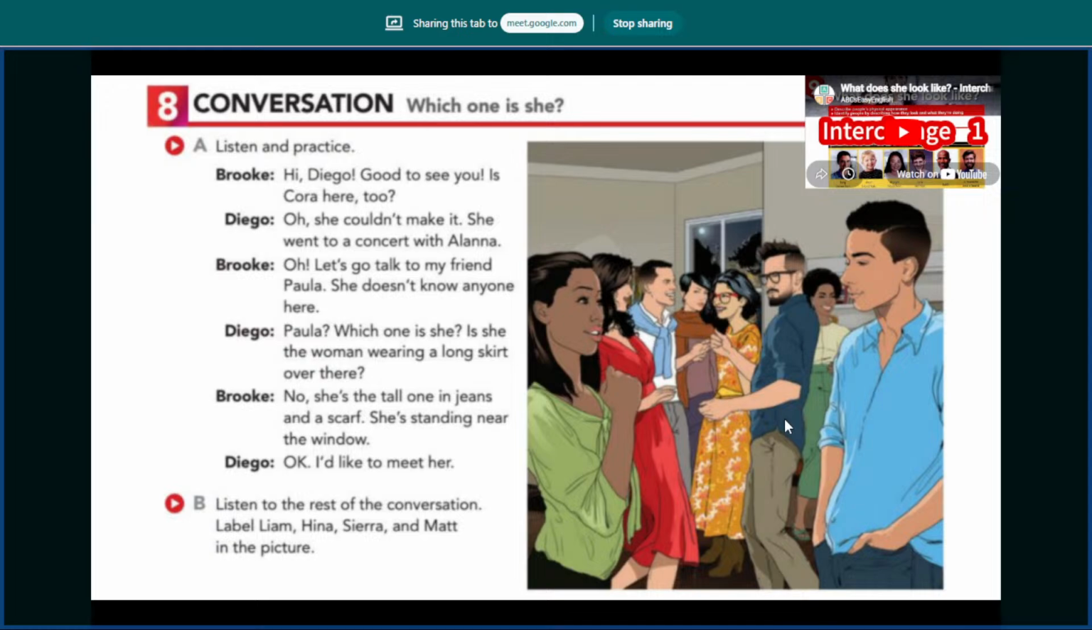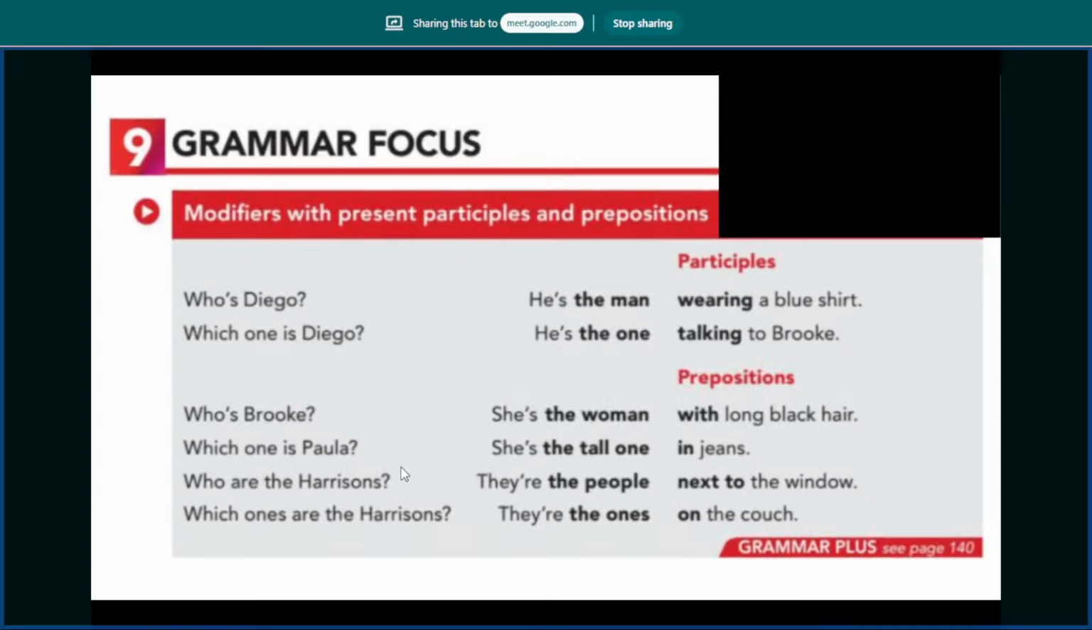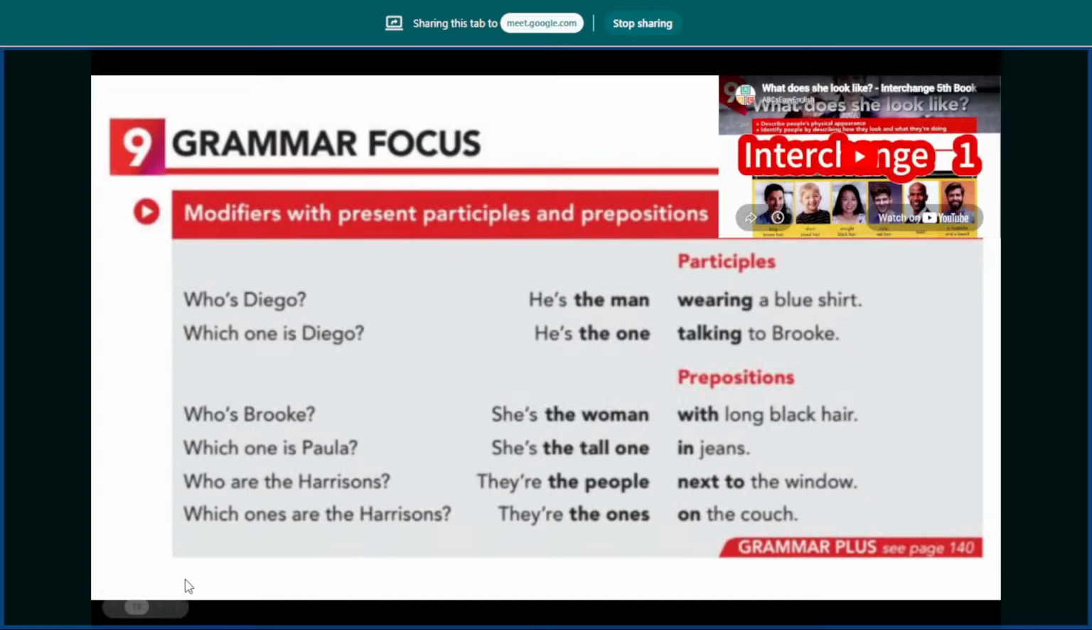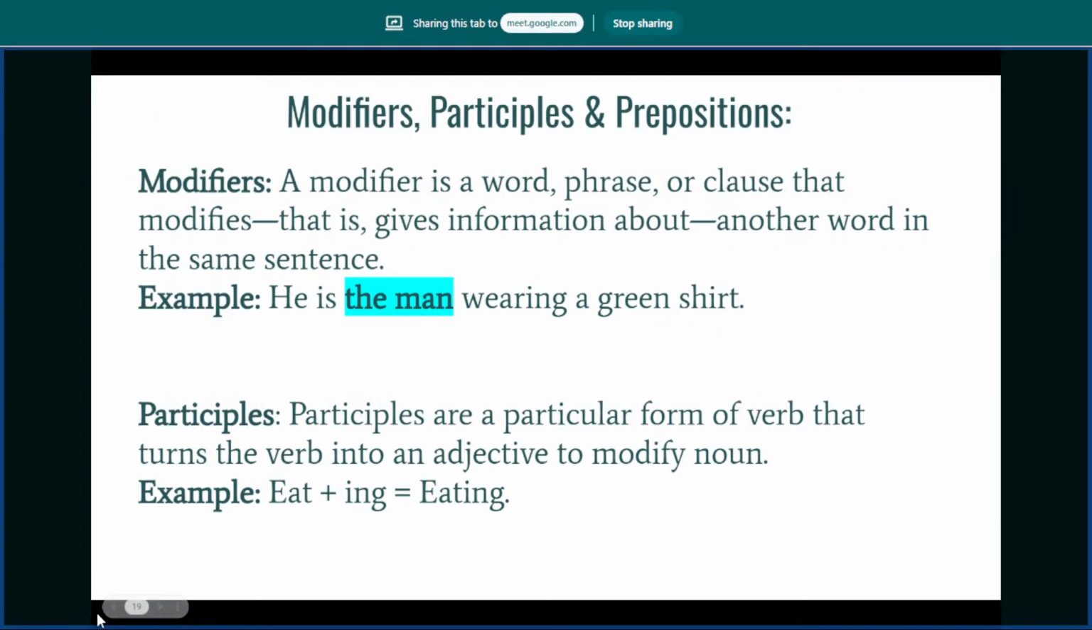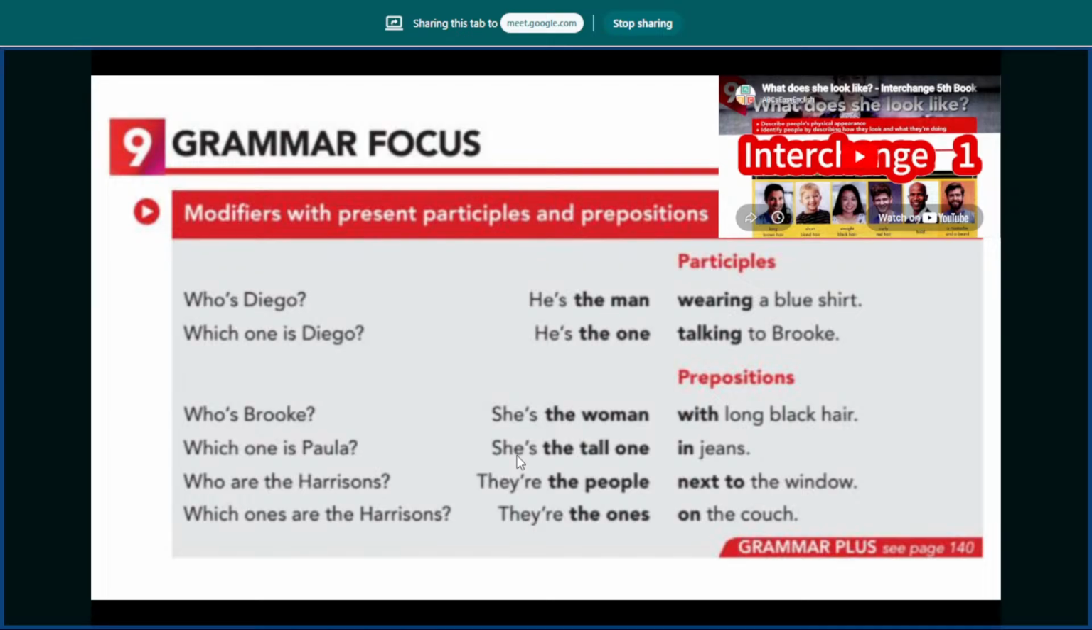Okay. Now, same way as we just discussed, we'll see how to use our present participles and prepositions to talk about people and what they are wearing or what they are doing basically. Present participles are nothing but the verbs we saw in ing form, which we use in present continuous. That's the present participle that we talk about.